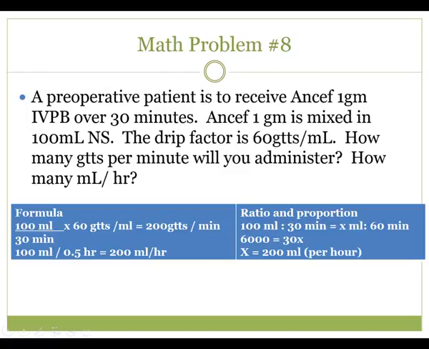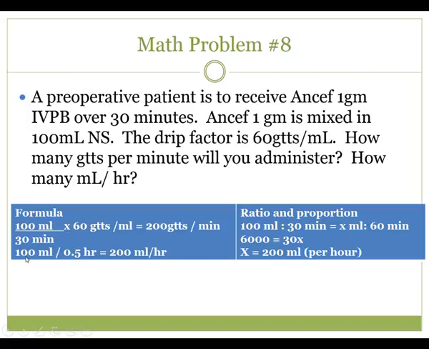Your formula for your drop factor is 100 mils to be infused over 30 minutes times your 60 drops per mil drop factor. It gives you 200 drops a minute, so you'd have to look at it and regulate your tube until it was dripping 50 drops in 15 seconds.